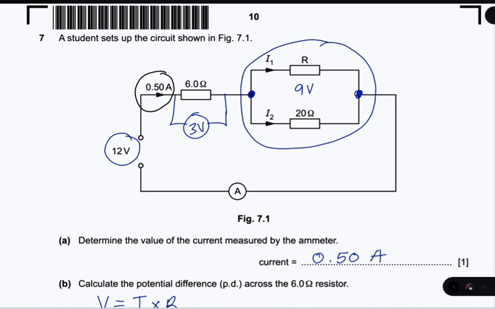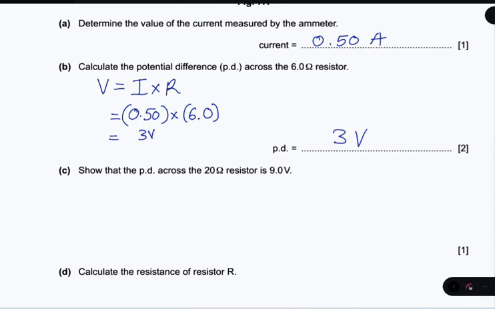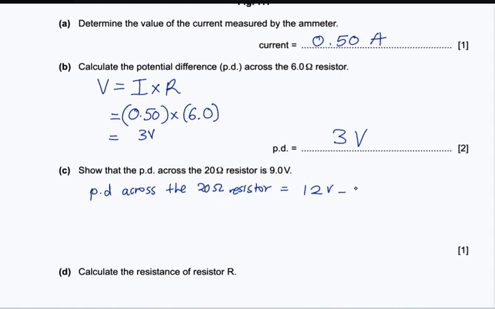How do we get that? It's just a matter of subtracting. So we're saying the potential difference across the 20 ohm resistor equals 12 volts minus 3 volts, and this will give us 9 volts.